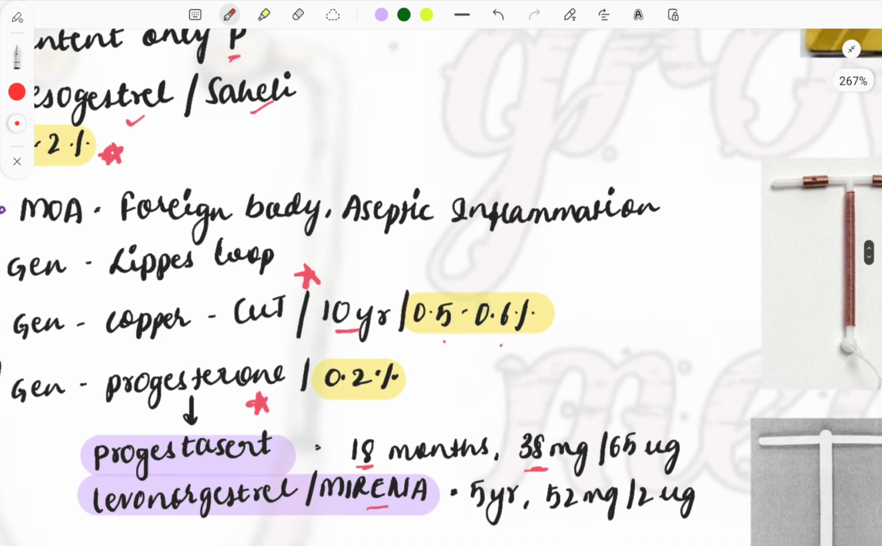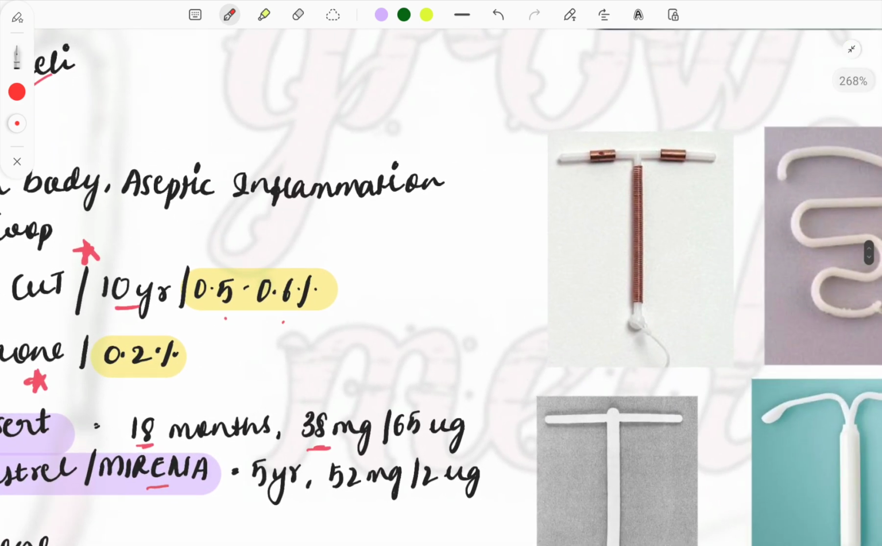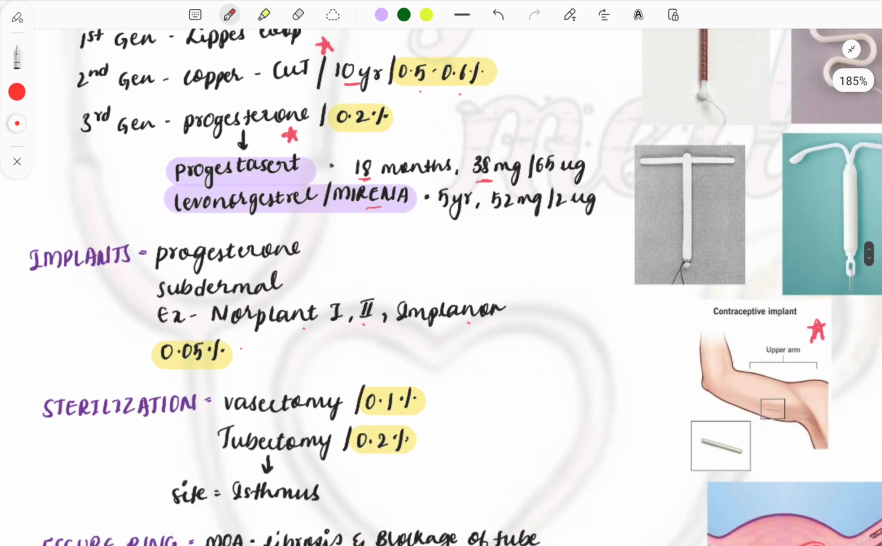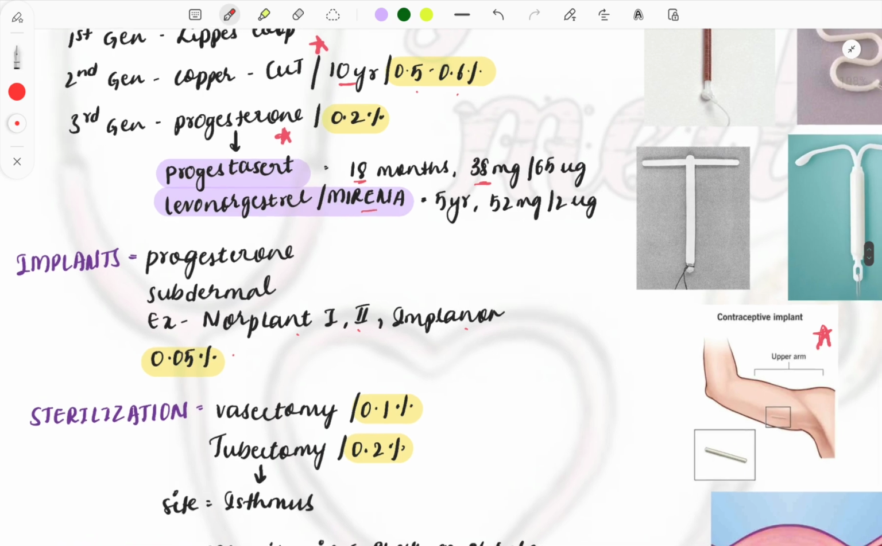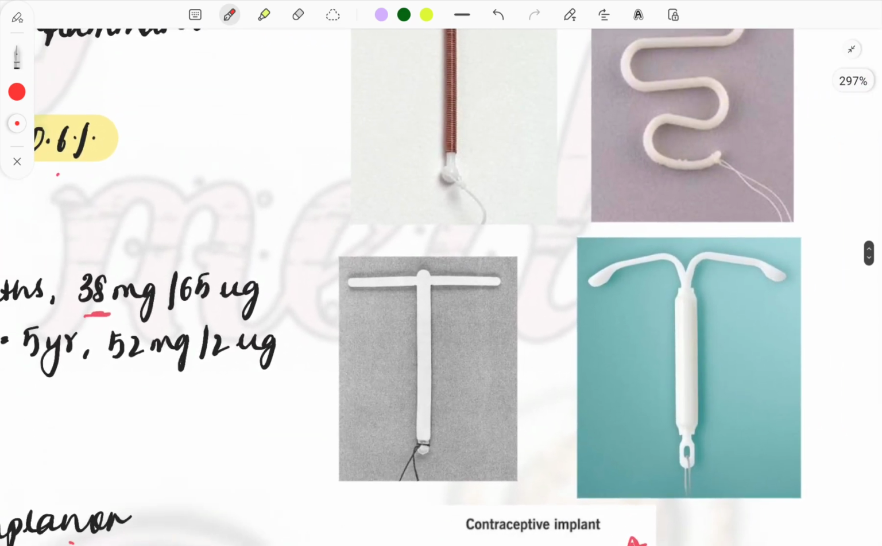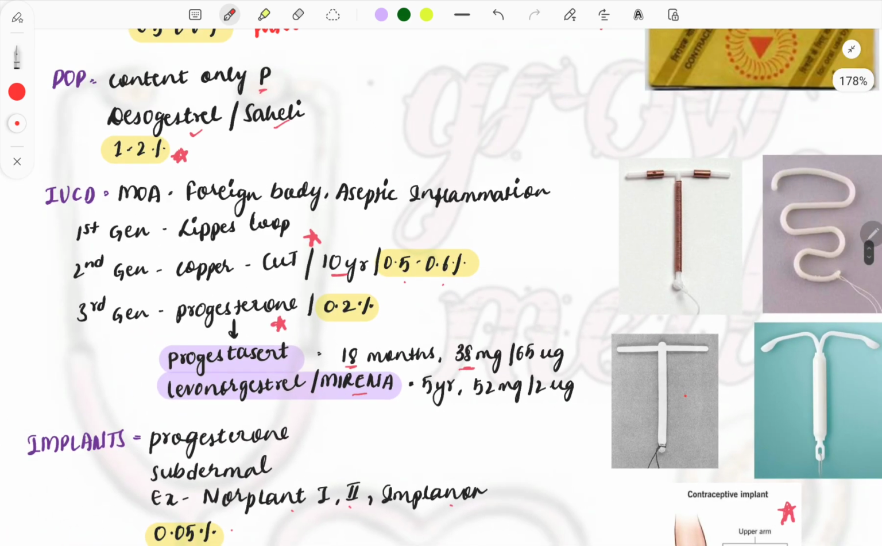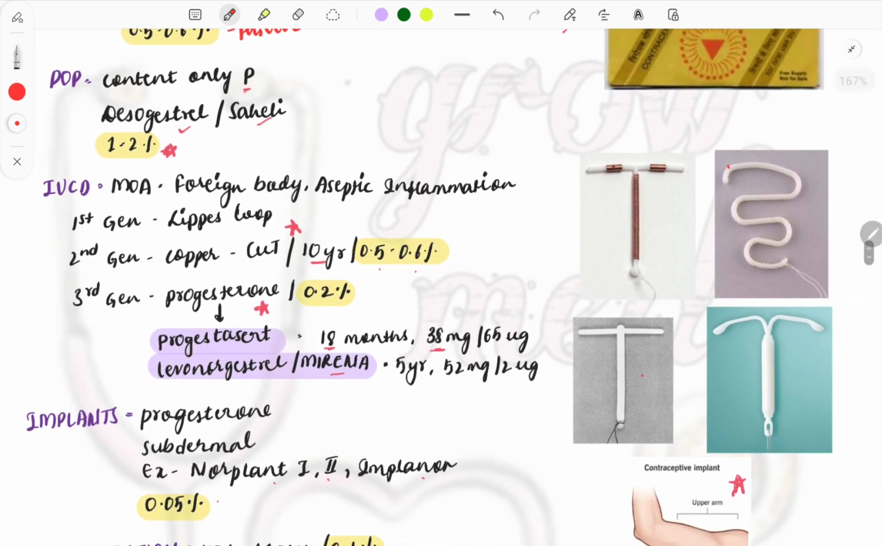The lifespan is 10 years, then this is the failure rate, and this is the image of the copper T. Then the third generation are the hormone containing, which is the progestasert. So these are the progestasert, this one and this one. Then this one is the Lippes loop, which we do not use now.